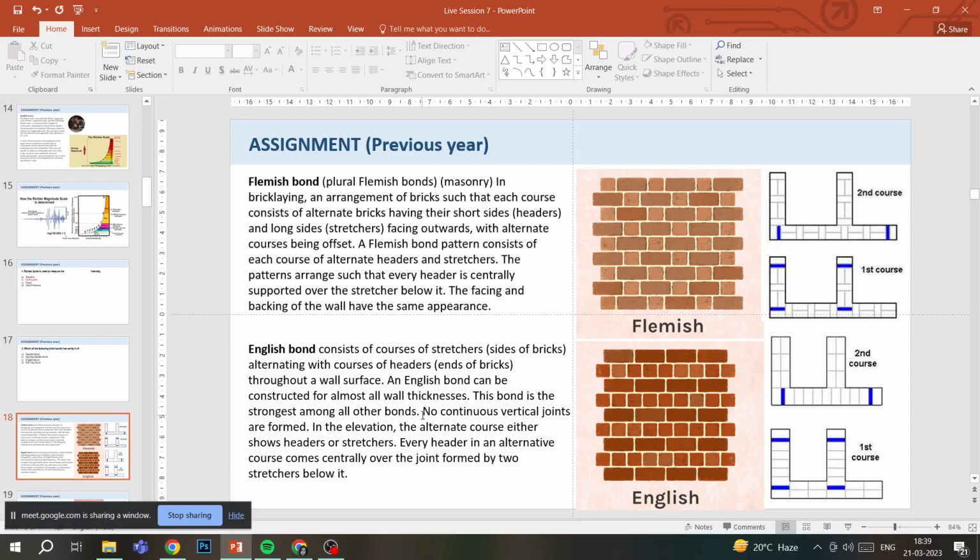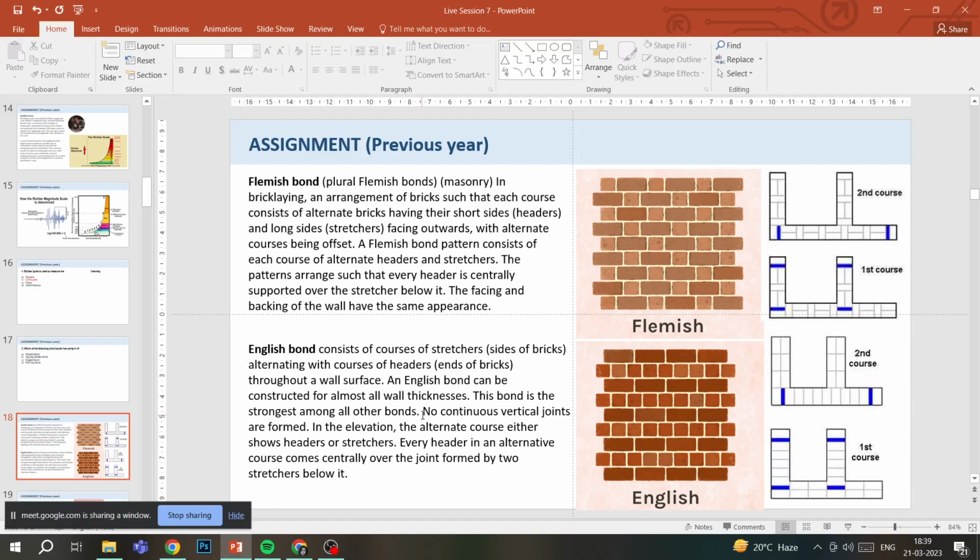It can be constructed for almost all wall thicknesses. This bond is the strongest among all other bonds. No continuous vertical joints are formed. In the elevation, the alternate course either shows headers or stretchers. Every header in an alternate course comes centrally over the joint formed by 2 stretchers below it. And this is how the first course is laid.